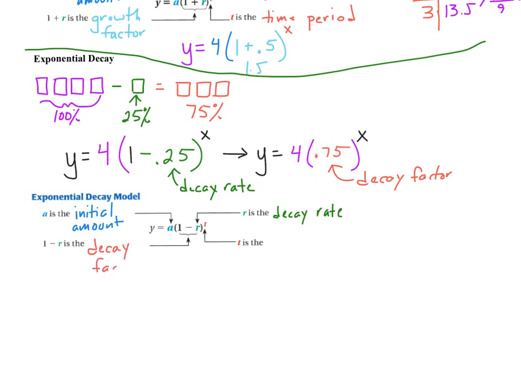And just a reminder, the word factor is when it is something that's being multiplied. And it is that, in this case, 0.75 or whatever, that's the factor that is changing by each time. Okay? And last but not least, T is our time period. All right, let's go to the next page.